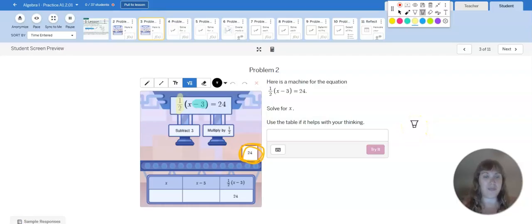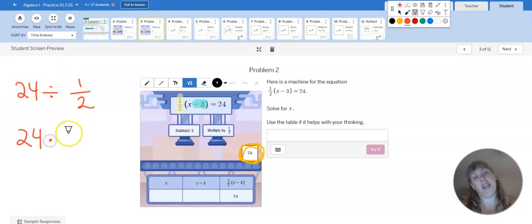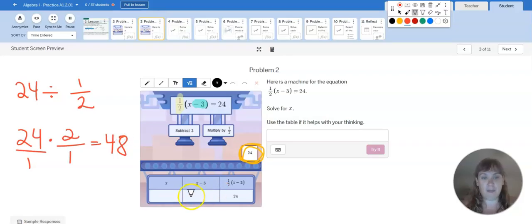So to work backwards, instead of multiplying by 1/2, we will divide by 1/2. So 24 divided by 1/2. When you divide by a fraction, we think of keep, change, flip. So we end up multiplying by its reciprocal. 24 times 2 gets us 48. So that's going to go here. So we did that step.